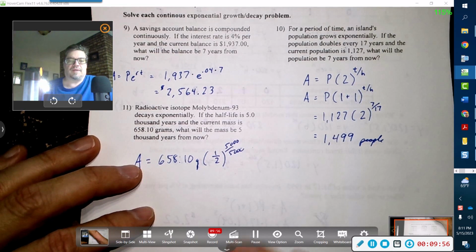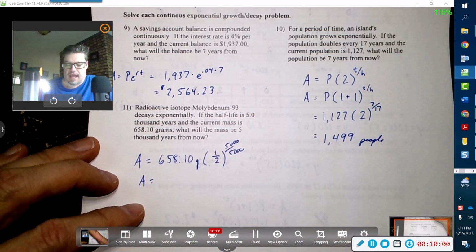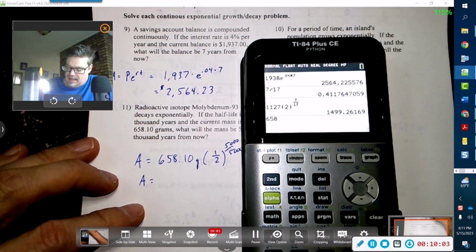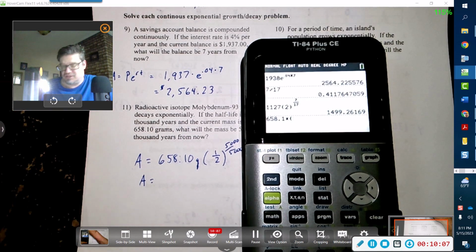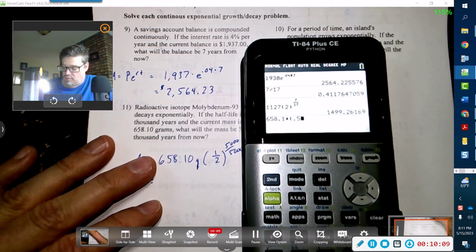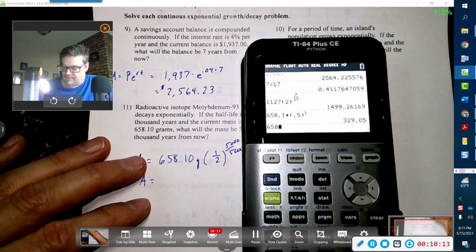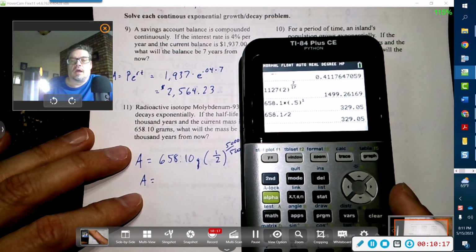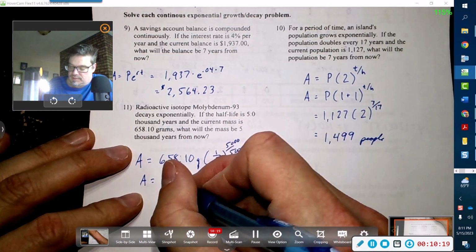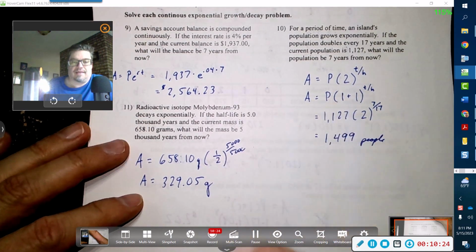That is when, exactly half of it would have decayed. So 658 times this, and then, you know what, we're just going to cut it in half. So I'll just go 0.5 raised to the first power, which is the same as 658.1 divided by 2. It's the same number. So we will put the decimals because we are talking about grams. All right, and that is our final answer.